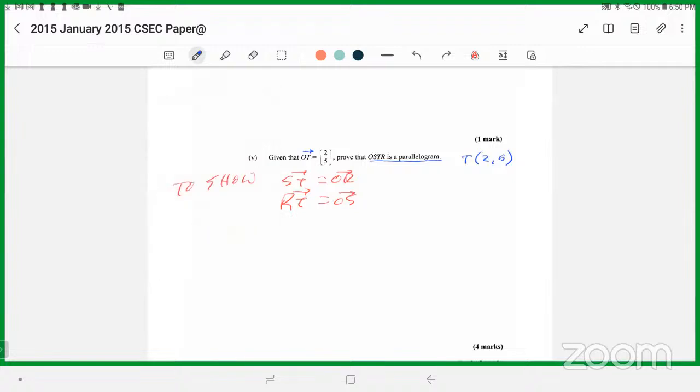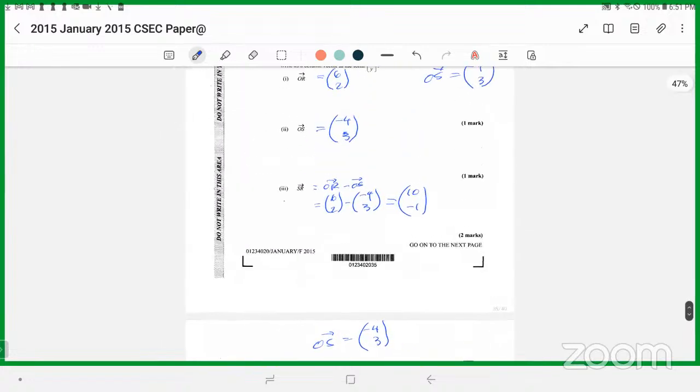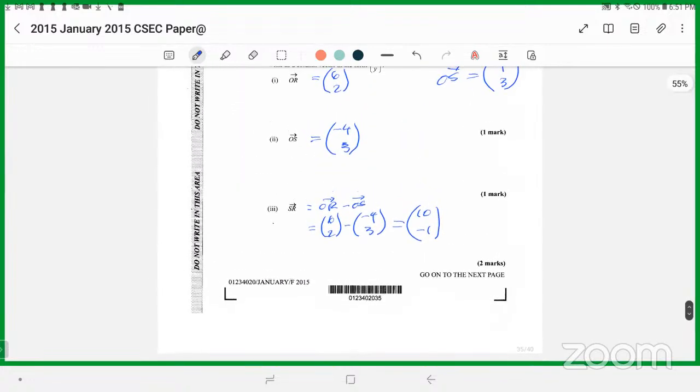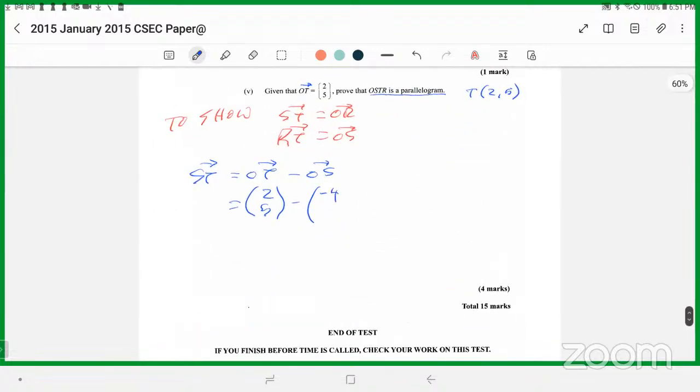So what is the ST? The ST is OT minus OS. The OT is 2, 5 minus, what is the OS again? Let's see. I don't remember. The OS is negative 4, 3. So subtracting negative 4, 3. We work this out. 2 minus a negative, that gives you 6. 5 minus 3 is 2.